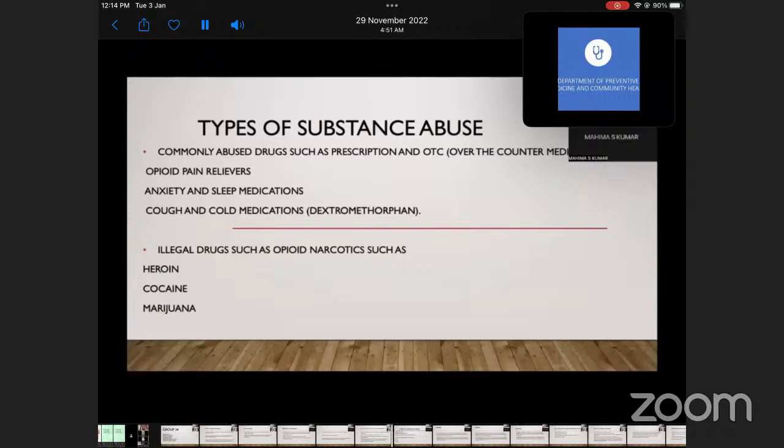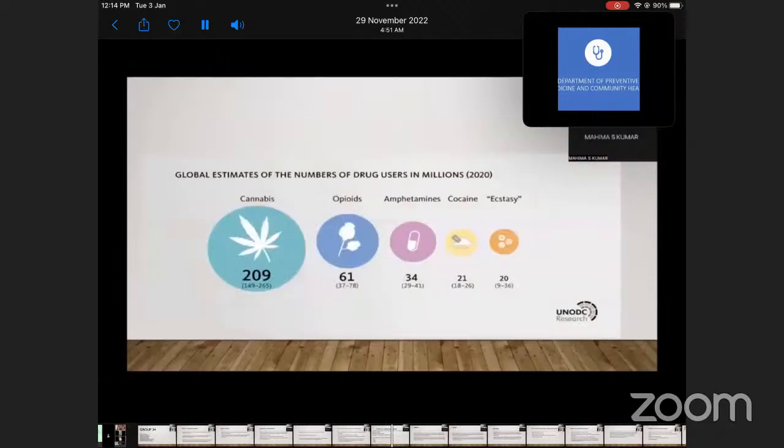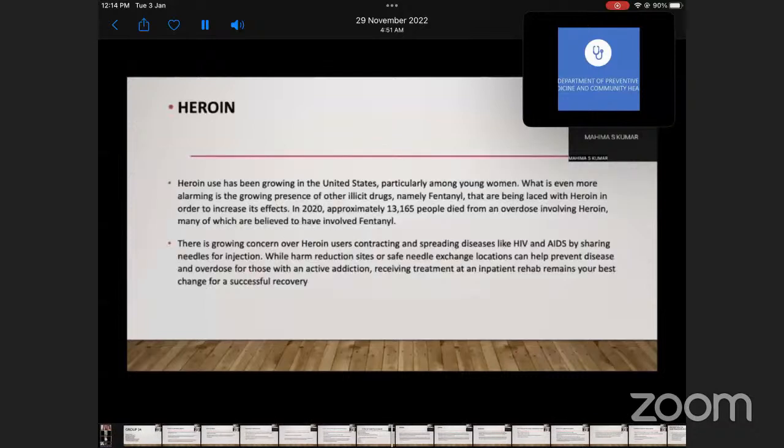Commonly abused drugs such as prescription and OTC, over-the-counter medication, opioids, pain relievers, anxiety and sleep medications, cough and cold medications, and illegal drugs such as opioids, narcotics such as heroin, cocaine, and marijuana. Now, the global estimates of the numbers of drug users in millions: the most is cannabis, followed by opioids, amphetamines, cocaine, and the least is ecstasy.